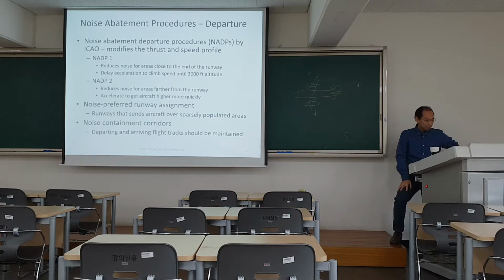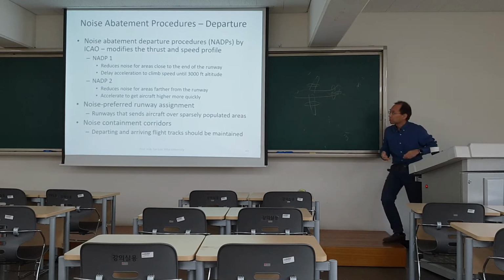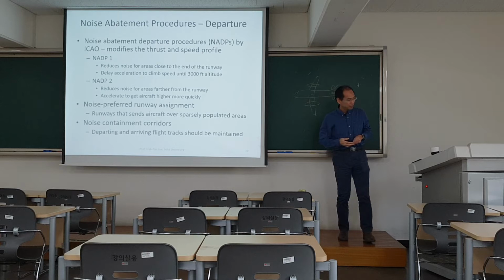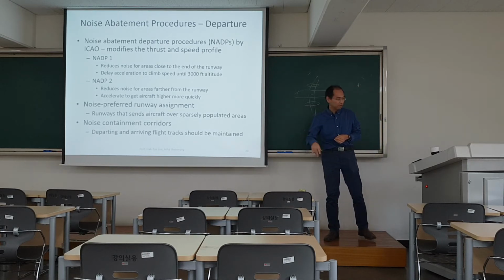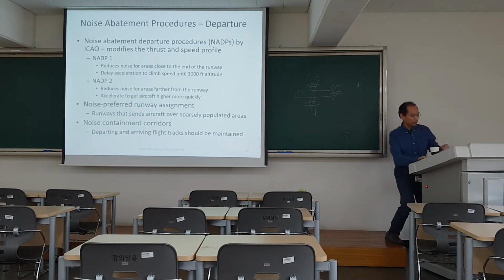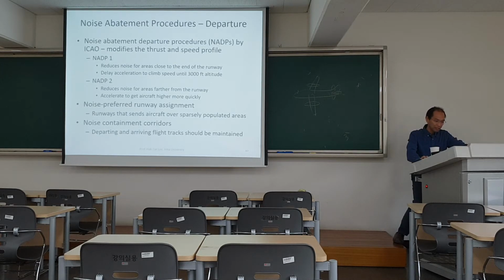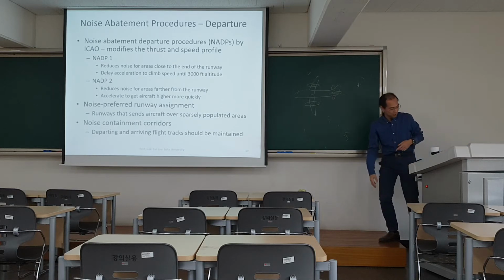There are a couple of specific procedures. This is the departure procedure. When the airplane takes off, there are two noise abatement departure procedures, NADP. The two are opposite, and it's interesting. The first one reduces noise in the area close to the end of the runway, so it delays acceleration to climb speed until 3,000 feet altitude.